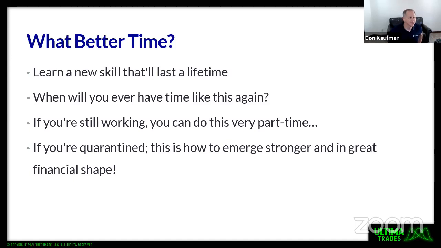In fact, a lot of the trades can even use GTC, which is good till canceled, which I'll talk about in a moment. But if you're still quarantined, and I know that maybe here in the US most of us are free to roam about again, but if you're over in Europe, still quarantined, anywhere in Asia and still quarantined, it's a great way to actually emerge in better financial shape.